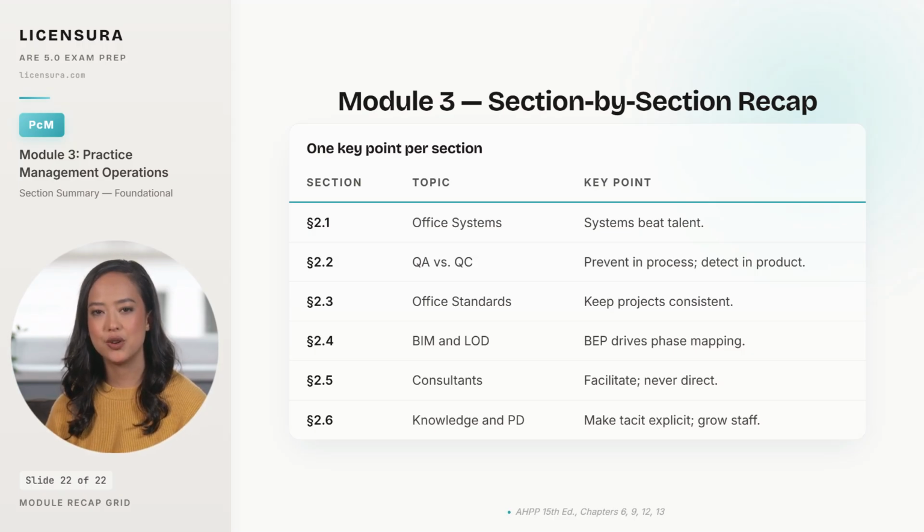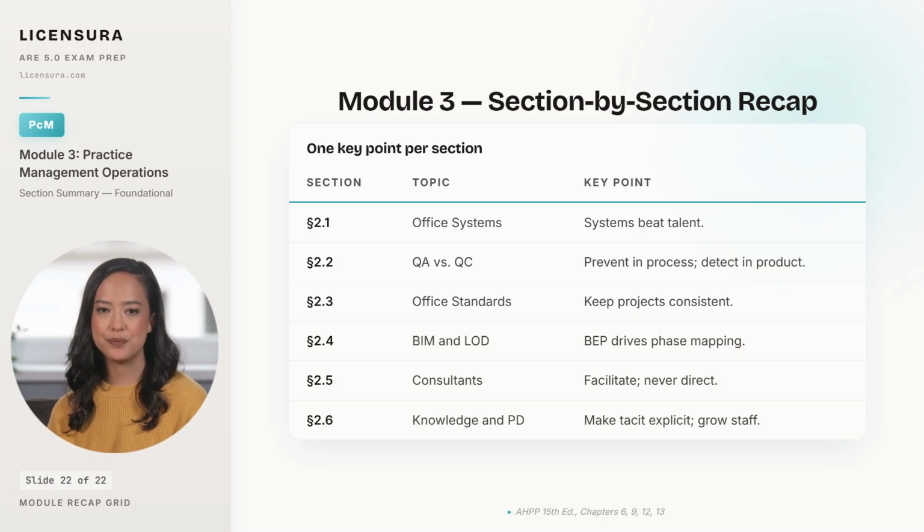Section 2.2 drew the line between quality assurance, which prevents errors in the process before they happen, and quality control, which detects errors in the product after the work is done. Different disciplines, different timing, both required. Section 2.3 covered office standards as the mechanism that keeps every project consistent so staff can move between teams without relearning the firm's conventions every time.